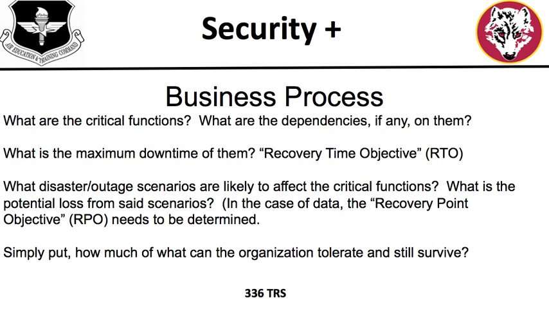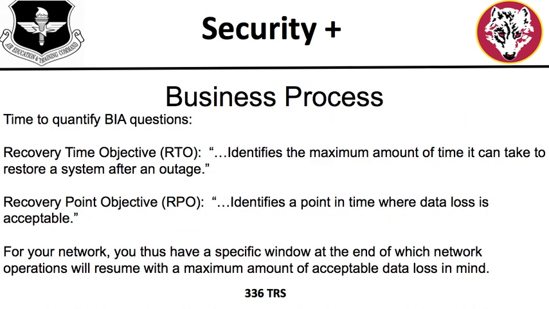You have to game what type of disaster and outage scenarios are likely to affect critical functions. You also need to identify your RPO, your recovery point objective. So I like to roll it up into the last bullet. How much of and what can the organization tolerate and still survive to fight or do business another day?